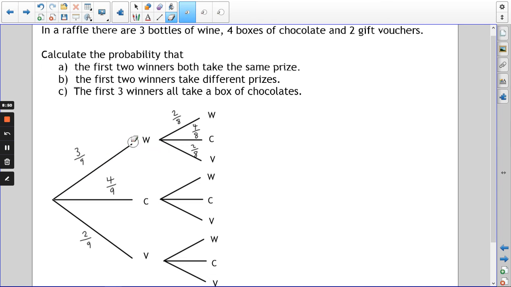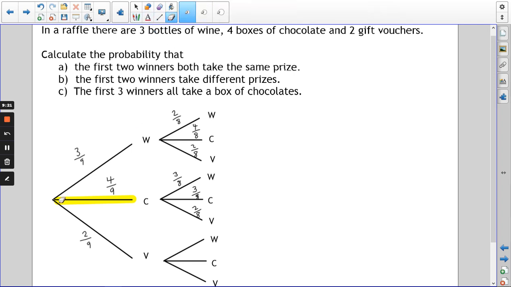Get rid of that. What if the first winner had actually taken a box of chocolates? What prizes would be left for the next person? Well, there would still be 3 bottles of wine. There would only be 3 boxes of chocolate, and there would still be 2 gift vouchers. Okay, there's supposed to be an 8 there. And again, 3 add 3 add 2 makes 8, 8 out of 8. Okay, but then start again.